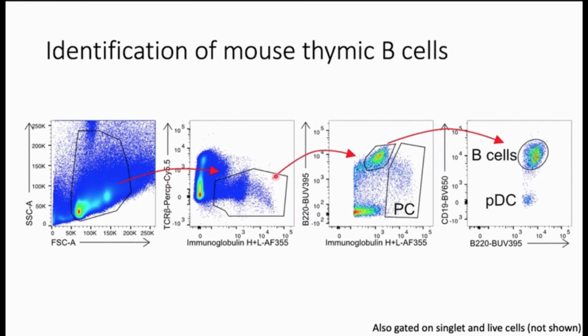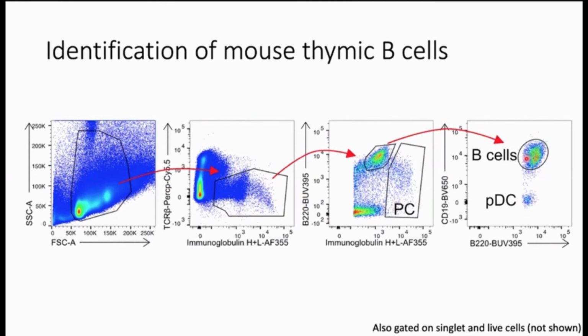From this gate, we're able to then look at cells that express B220, which is a marker of B cells in mice, and then also gating on CD19, which is another marker of B cells in mice. And we have to do this because some plasmacytoid dendritic cells get through in this gate and they express B220 but not CD19. We can also identify plasma cells due to their high level of staining with immunoglobulin, but most of our analyses are looking at just the memory B cells, naive B cells, or germinal center B cells here.